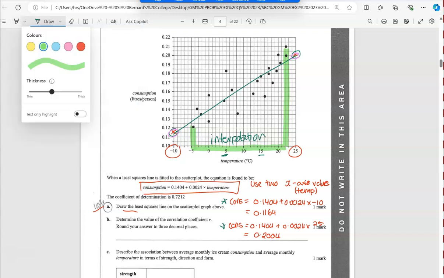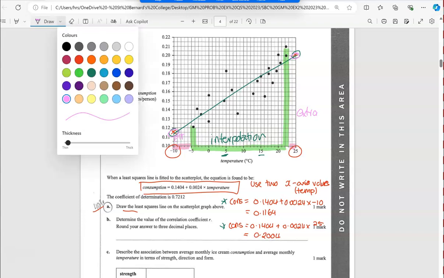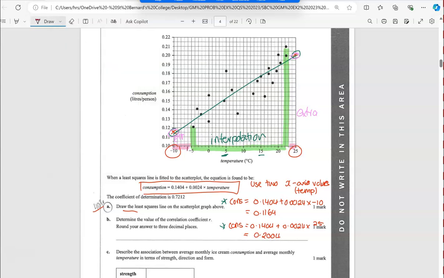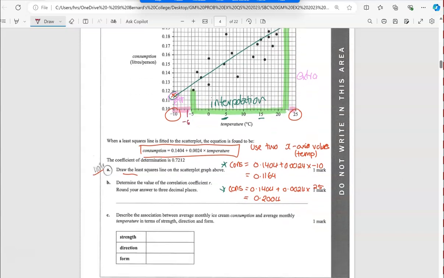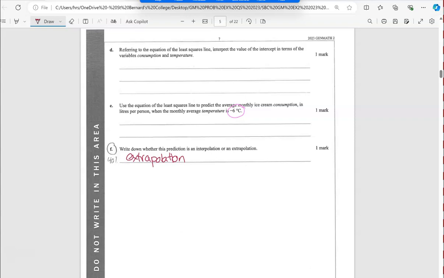Now, anything outside, so anything out here or out there, any number that's out that way will be extrapolation. Now, it was actually -6. So you've got to remember, -6 is going backwards that way. So -6 is there, and that one is actually extrapolation. I think most people would know what interpolation and extrapolation are, but they might have got tripped up by -6 going further the other way. So that could have been an issue there.